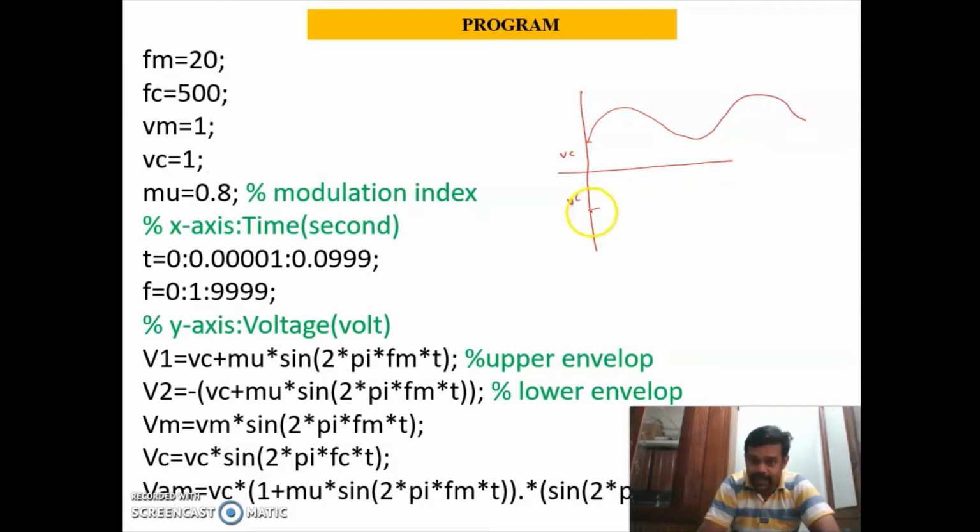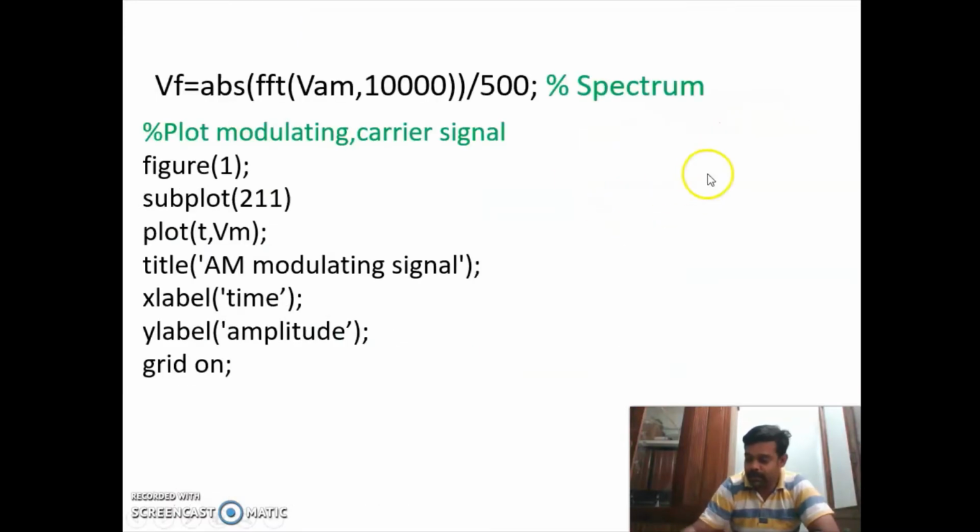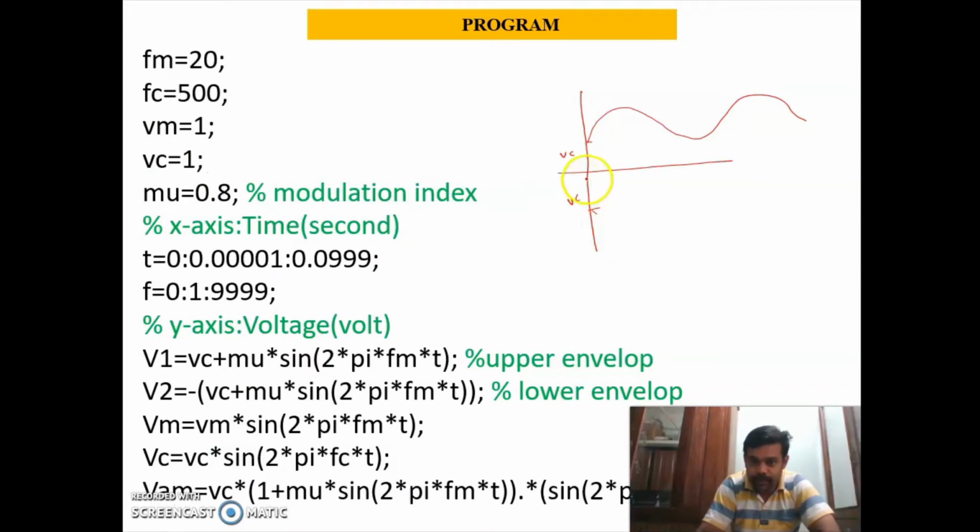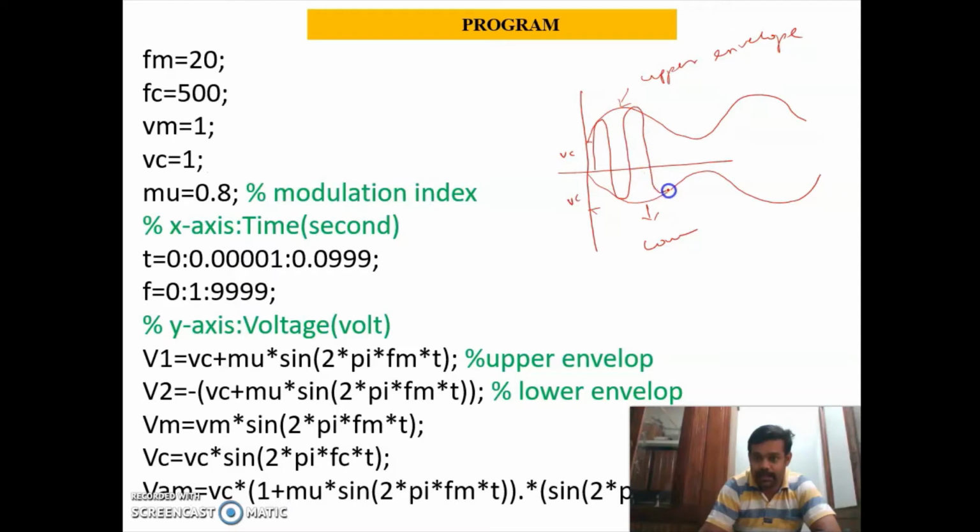Similarly, here also this is an envelope. These two are the upper envelope and the lower envelope. Then after that, this is your modulated signal. Its amplitude is varying according to the message signal.